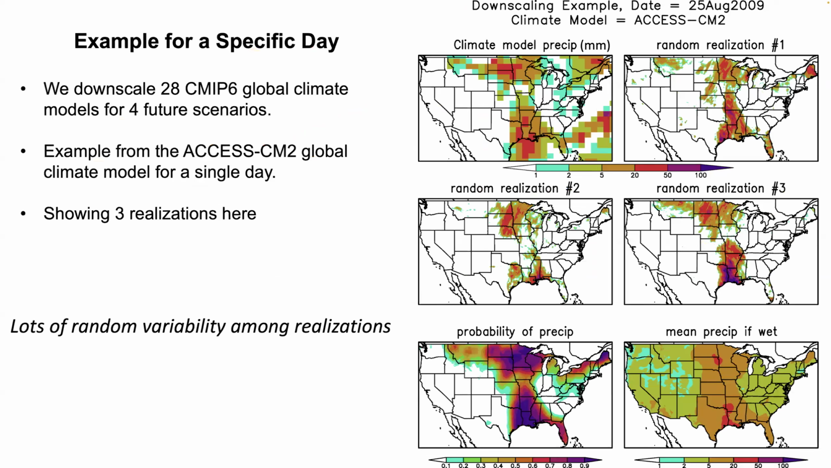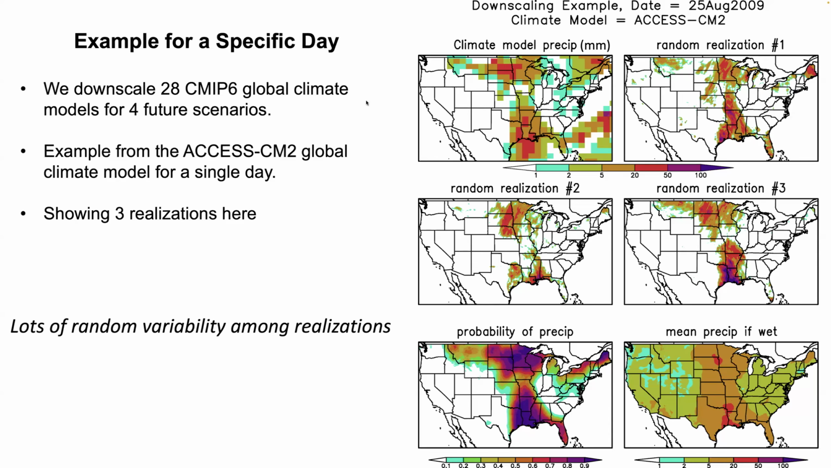Now I'll give an example for a specific day. This is one that Dave just picked randomly using the newer CMIP6 global climate models. There are 28 that have been downscaled and that'll be used in the WICCI report coming up, and 4 different future greenhouse gas emission scenarios. The example showing here is from one called the ACCESS Global Climate Model, and showing 3 different realizations. So that's the benefit, again, of the PDF. You can construct multiple, infinite possibilities of small scale temperature or precipitation for the same large scale predictor field, the same large scale weather pattern.